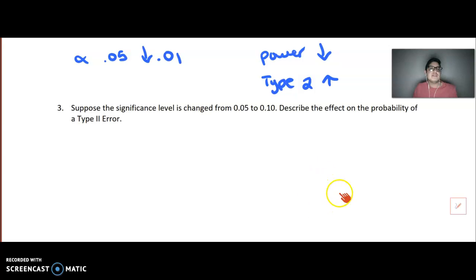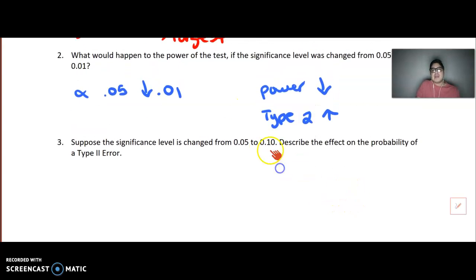And then lastly, suppose the significance level is changed from 0.05 to 0.10. What happens to the probability of the type 2? Well, now significance is increasing, power increases, type 2 would decrease. So there's just a few concepts there. Normally this shows up in maybe 1 or 2 multiple choice questions on the stats exam, but it's helpful to know what to do. What does it mean? What are the consequences? What are 4 ways you can modify these probabilities, etc. So that's going to be our study on types of errors and power.